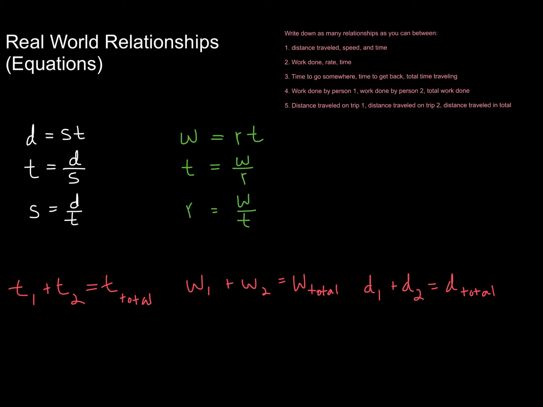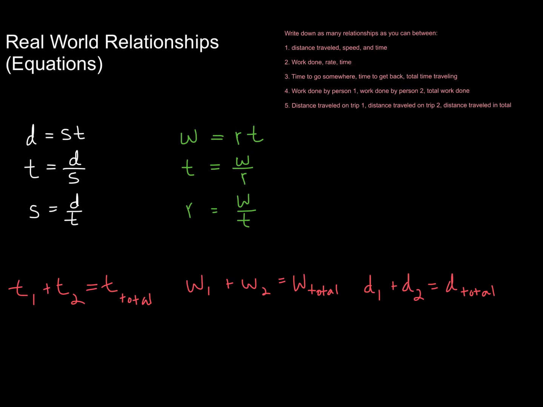Similarly, if you're doing some task with someone else or multiple people, the amount of work that you do plus the amount of work that the other person does is going to add up to be the amount of work that's done in total. Similarly, if you travel a certain distance in one direction and then a certain distance in another direction, the total distance that you've traveled is the sum of those two.